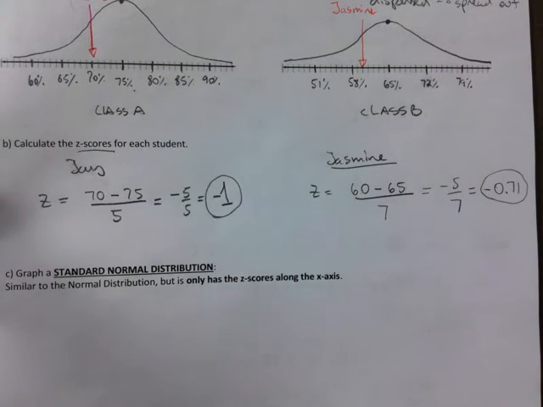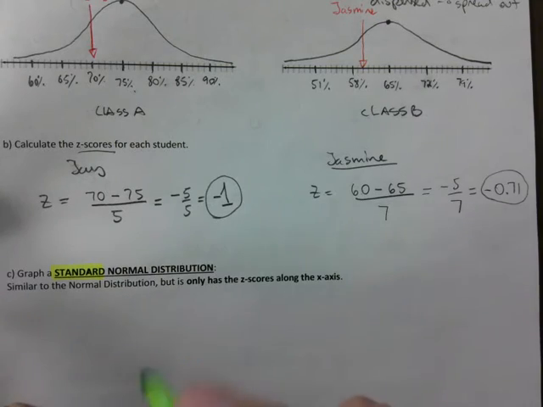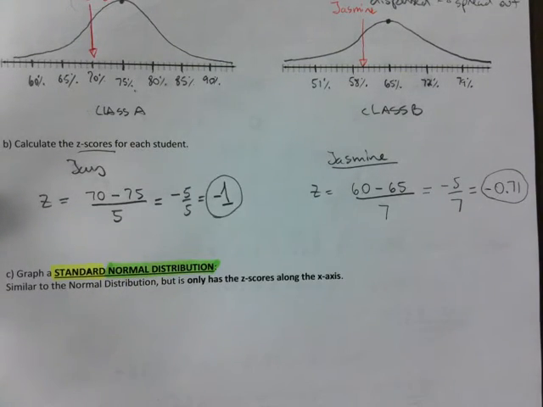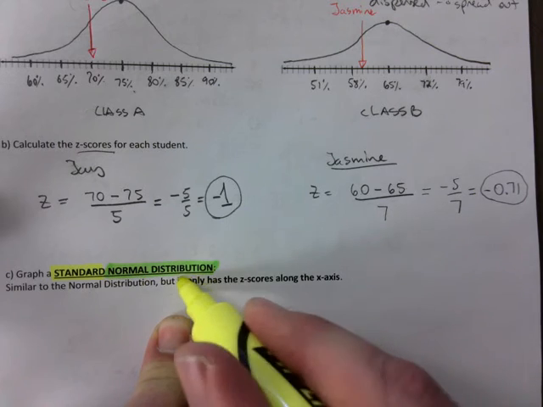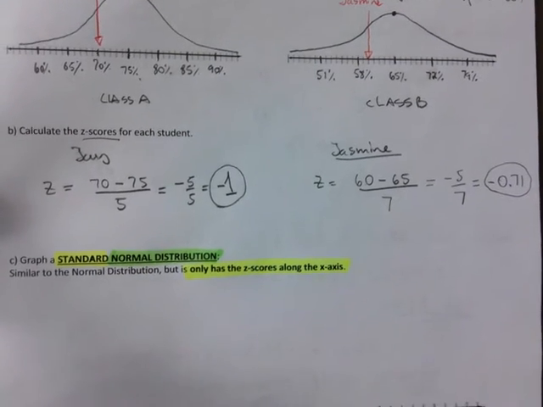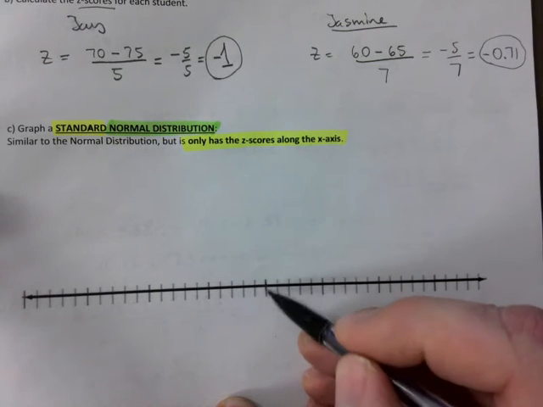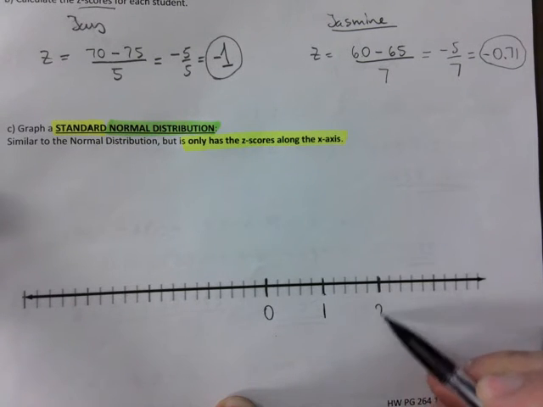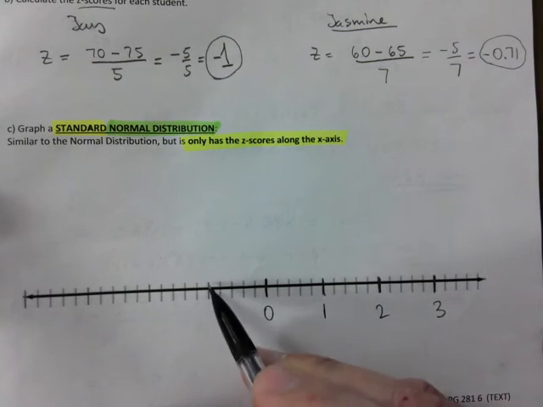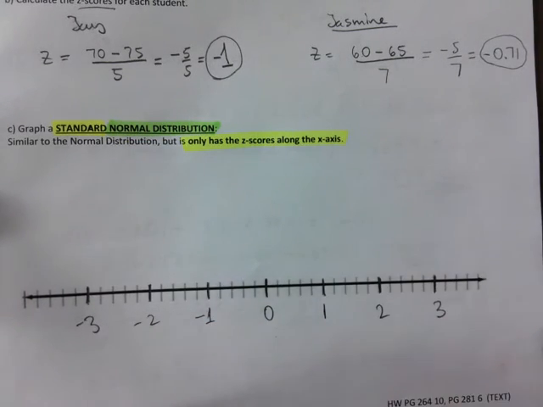So now we're going to make it a standard normal distribution. And what is a standard normal distribution? It's actually a very easy curve to graph. Similar to a normal distribution, it only has z-scores along the x-axis. In the middle you have your 0. Let's put the middle here, make a nice and clear mark, 0, 1, 2, 3, and here you have -1. Z-scores.